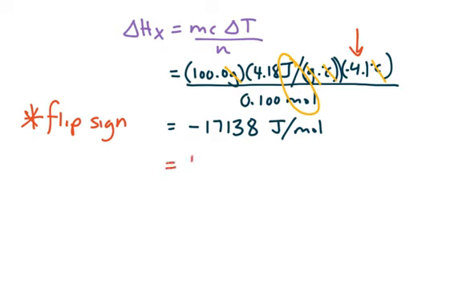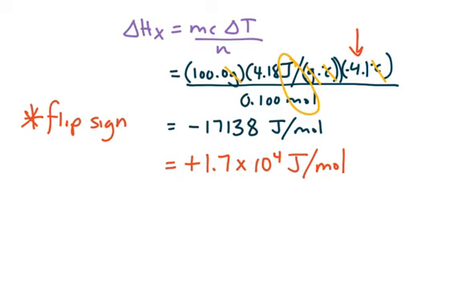So my final answer will be positive 1.7 times 10 to the 4 joules per mole. You could also convert it into kilojoules per mole if you wish. That's fine too. So the flipping of the sign, let's see what this means.